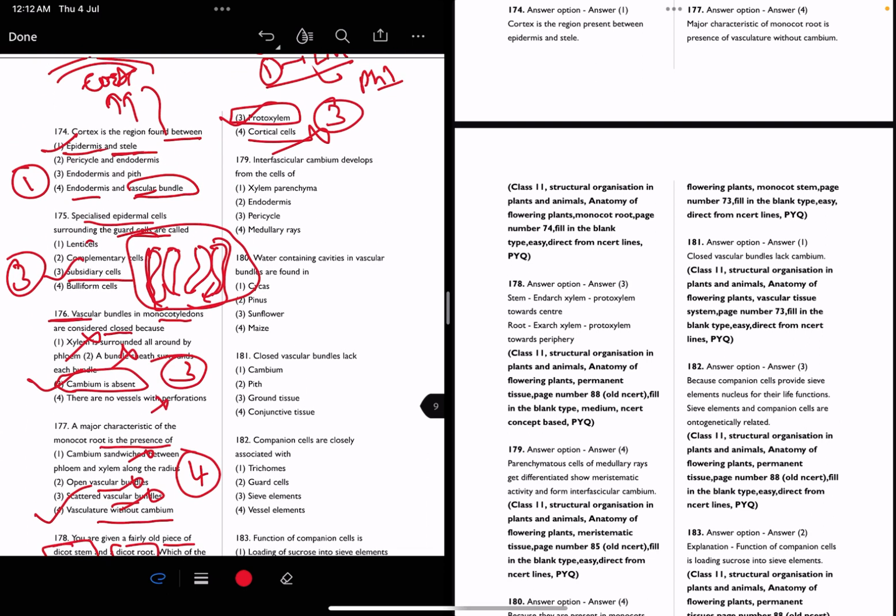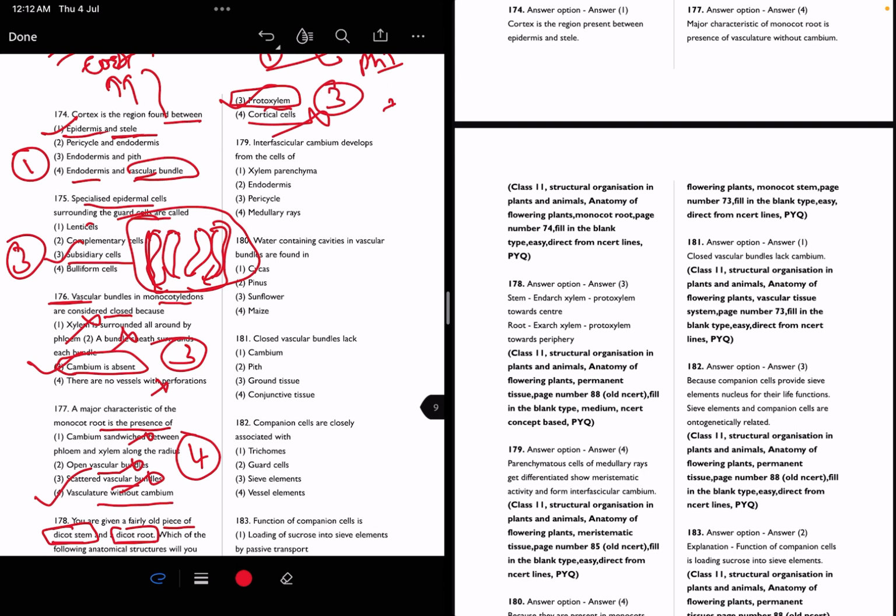Protoxylem, whether polyarch, exarch or endarch xylem. Sorry, on the basis of protoxylem we decide exarch or endarch. If protoxylem is towards the center, this is endarch. If towards the periphery, this is exarch. This is on the basis of the distinction between monocot and dicot root.